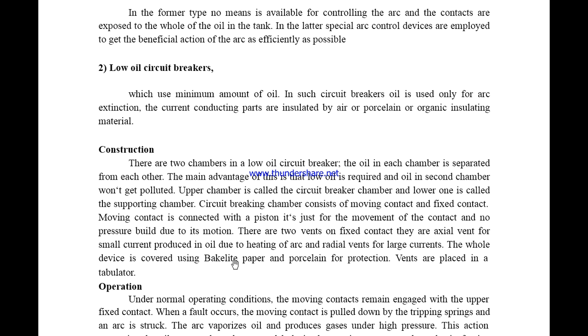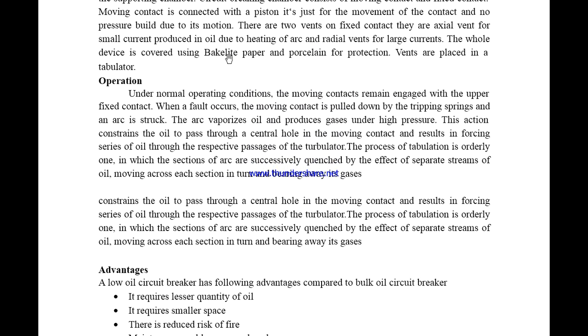While considering the operation, under normal operating conditions, the moving contacts remain engaged with the upper fixed contact. When a fault occurs, the moving contact is pulled down by the tripping springs and an arc is struck. The arc vaporizes the oil and produces gas under high pressure. This action constrains the oil to pass through a central hole in the moving contact and results in forcing a series of oil through the respective passage of the turbulator.